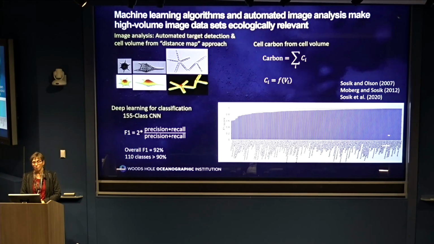And at present, we've built a 155 class convolutional neural network that's performing with very high levels of classification accuracy. Obviously, I don't expect you to be reading all those labels along the axis there. Those are the many species and genera that we're able to separate with this classifier. The accuracy metric I'm showing here is the harmonic mean of precision and recall.